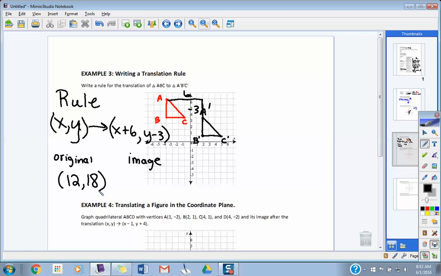18 comma 15, right? Because 12 plus 6 is how much?